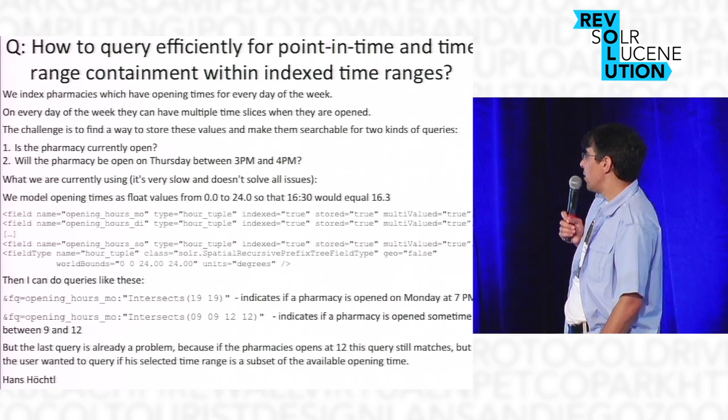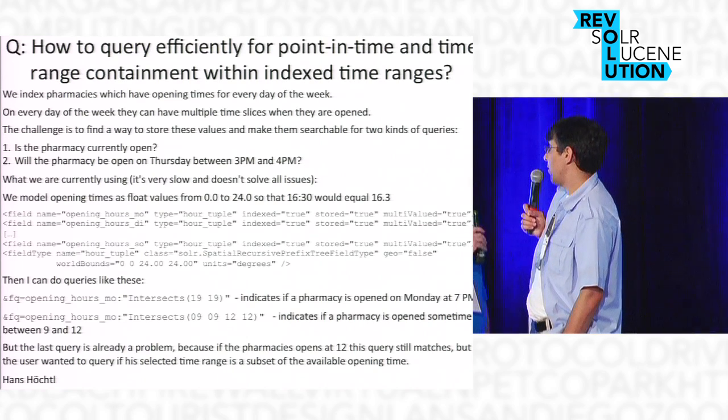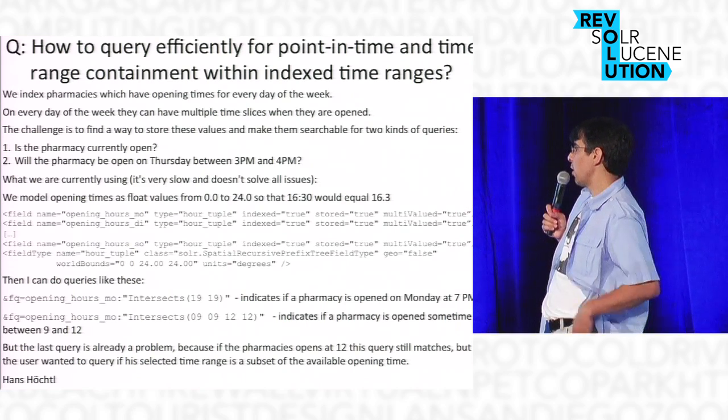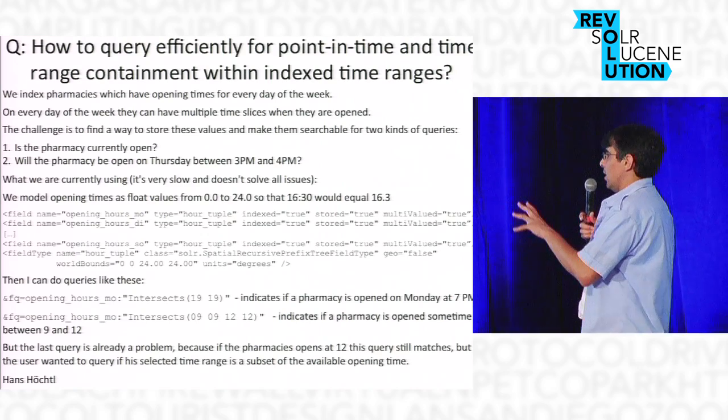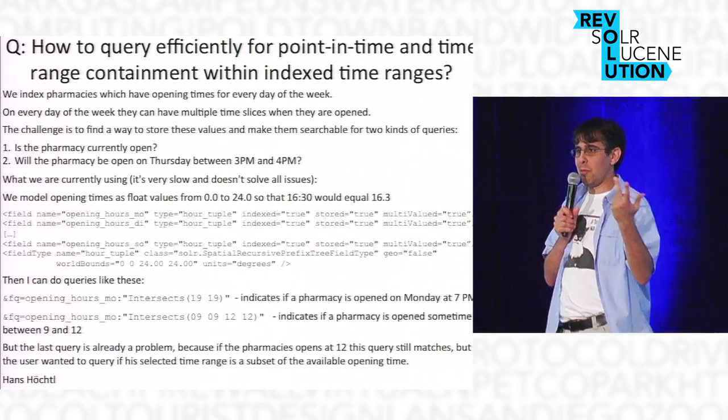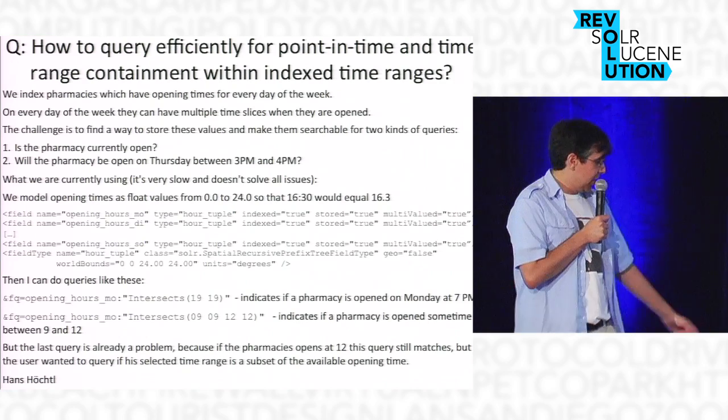Right. So one indicates if a pharmacy is open Monday at 7, right? And then another indicates a pharmacy open sometime between 9 and 12, to do the overlap. Okay, right. So whether or not you have one field per day of the week, you might actually be able to avoid that if you model your data differently.